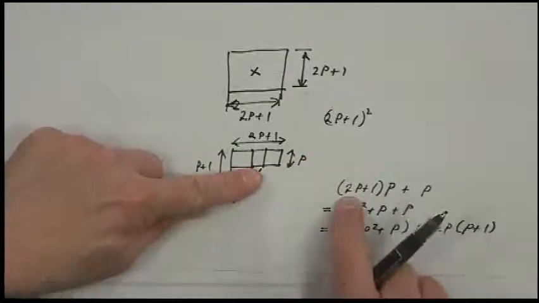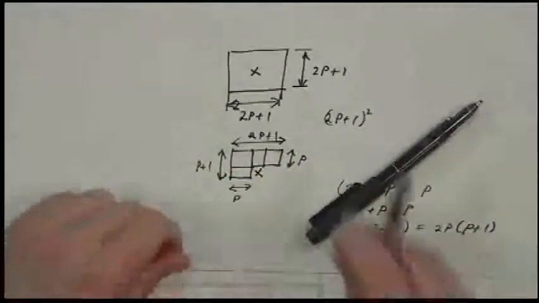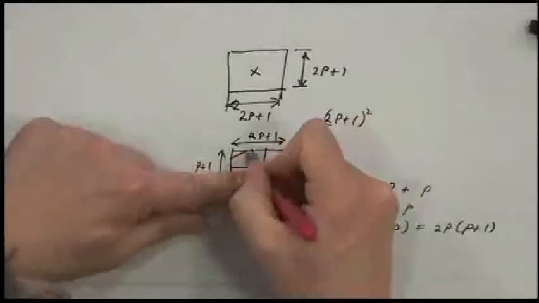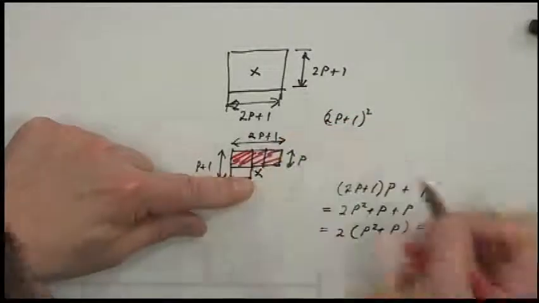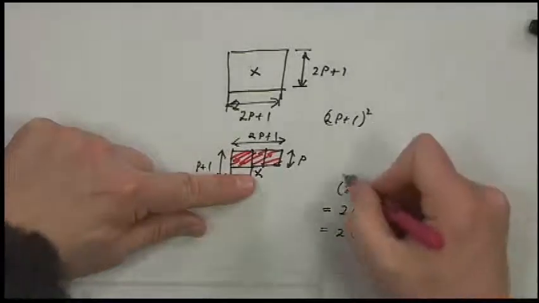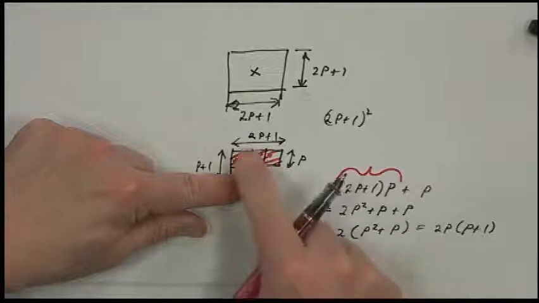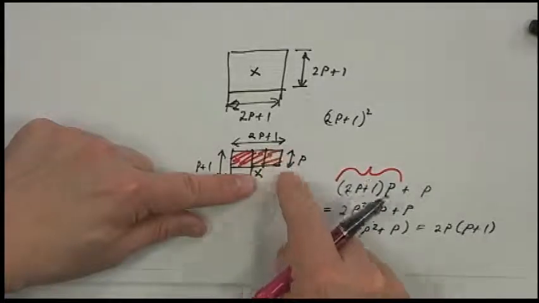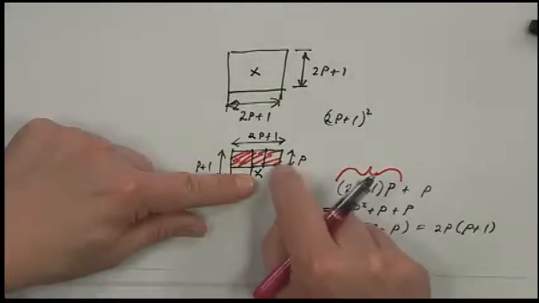this first term here, 2p plus 1 times p, that's this region here. I'll draw it in red. Okay, that part there corresponds to this term. All right? Because it's 2p plus 1 wide. The question is why vertically it is not 2p? Why is this p instead of 2p?